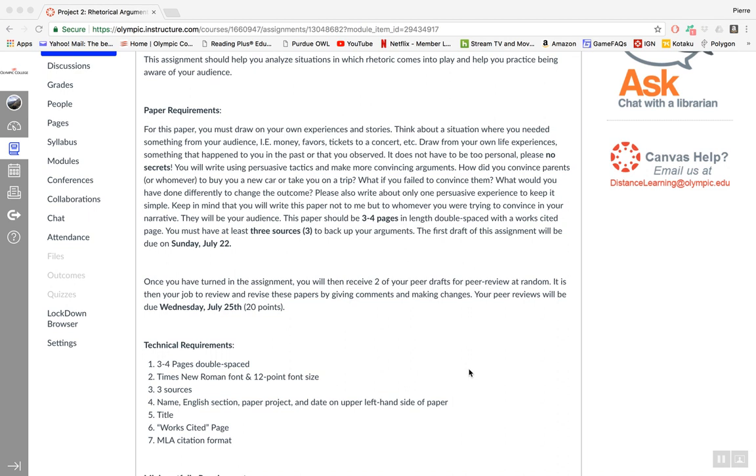Keep in mind that you will write this paper not to me, but to whomever you were trying to convince in your narrative. They will be your audience. This paper should be 3 to 4 pages in length, double spaced, with a works cited page. You must have at least 3 sources to back up your argument.